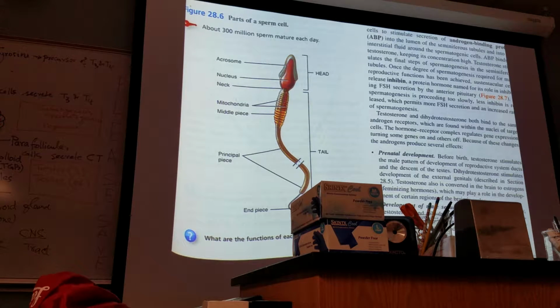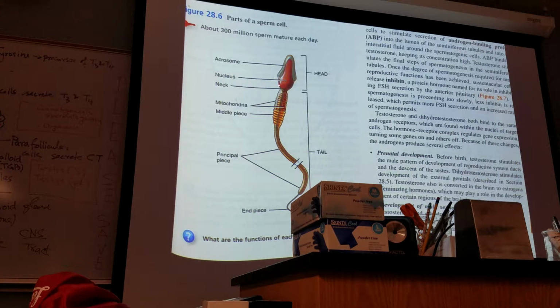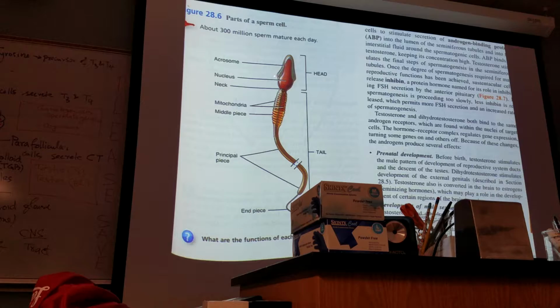Here, it is usually divided into head and tail. There is a very short neck. The head has two parts: one genetic part, the nucleus, and a metabolic part, that is the acrosome. That is the anteriormost part of the sperm head. And this acrosome is a very, very important structure.